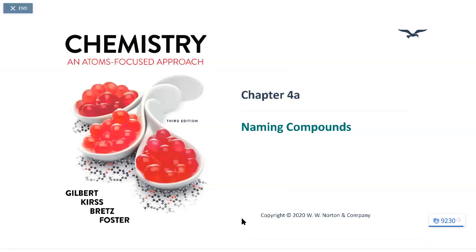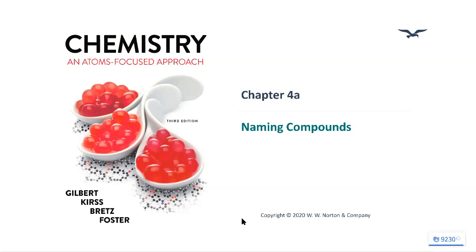So we're calling this chapter 4A, about naming compounds. And again, this is just the first part of chapter 4. And after this part, we're actually going to put chapter 4 away for a couple of weeks. And we're going to go on to more stuff that's oriented toward calculation and stuff that you're going to be using in the lab.